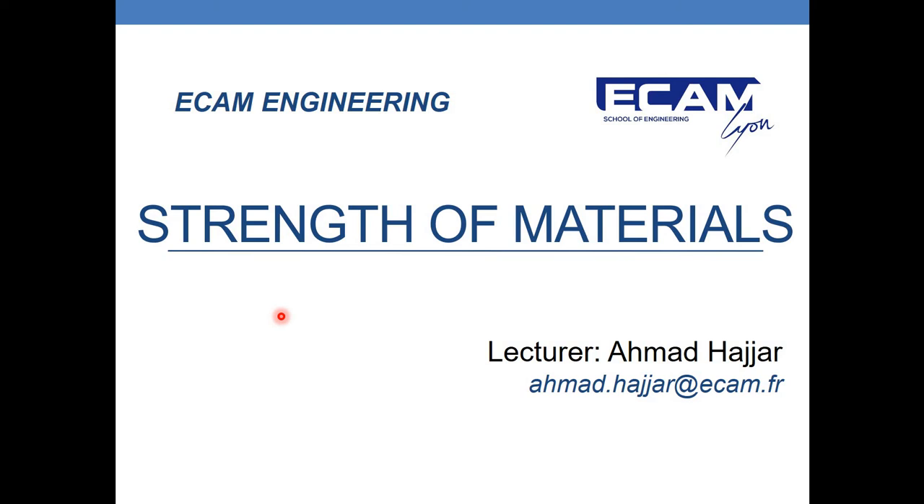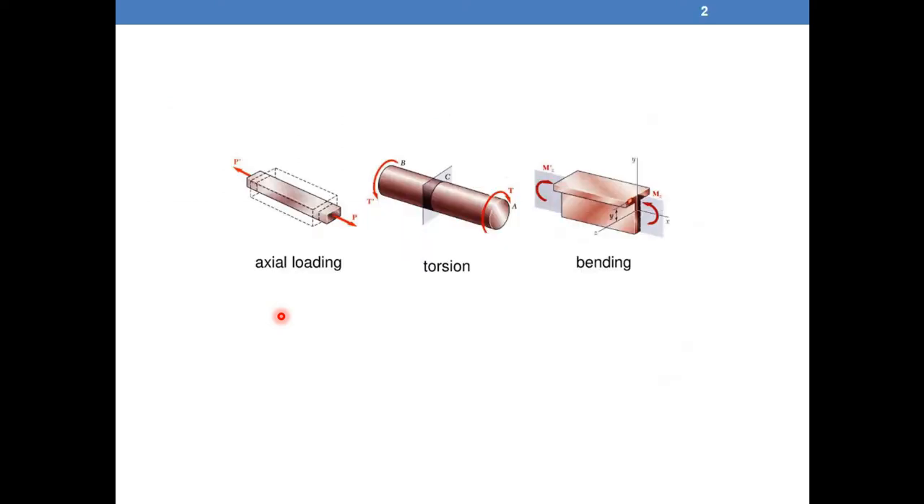Hello, this will be our lecture number 4 in strength of materials. In this lecture, we will deal with bending loads. So in lecture number 2, we talked about axial loading, when we had a force normal to the cross section, so along the axis. In the previous lecture, we talked about torsion, when we had a torque trying to twist the shaft. And today we'll talk about bending.